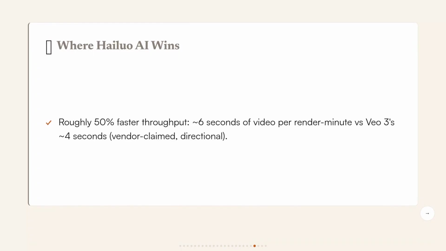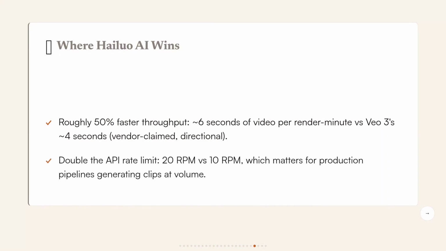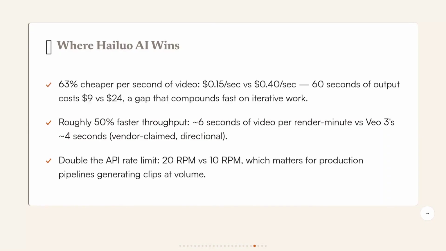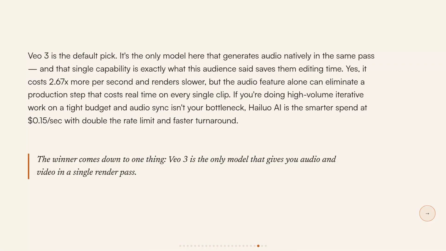It wins on speed, rendering a 6-second clip in about a minute. And it wins on rate limits, giving you 20 requests per minute versus Veo 3's 10, so your pipeline doesn't stall when you're iterating hard. If you need the absolute best output quality and advanced visual consistency for production-critical work, pick Veo 3. But if you're iterating fast and that 62.5% price gap compounds into real money, Hailuo AI is the safer pick.